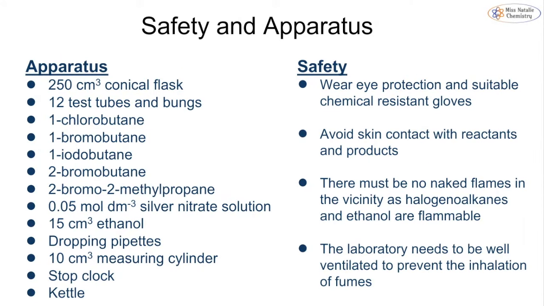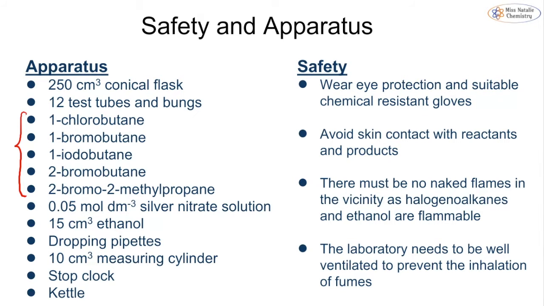So what apparatus do we need? Well, first of all, we need all of our halogenoalkanes. So we're going to be using 1-chloro, 1-bromo, and 1-iodobutane. That's comparing change in the halogen. And then we're also going to be using 2-bromobutane and 2-bromo-2-methylpropane, and that's my primary, secondary and tertiary. Of course, I'm going to need my silver nitrate solution. I'm also going to need some ethanol, as well as some pipettes, a measuring cylinder, conical flasks, test tubes, and of course a stop clock.